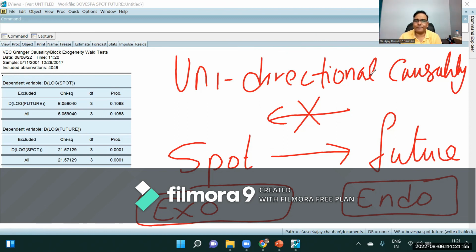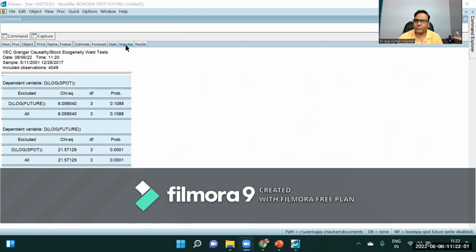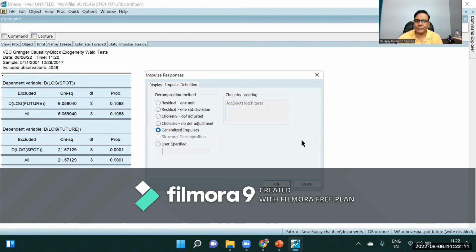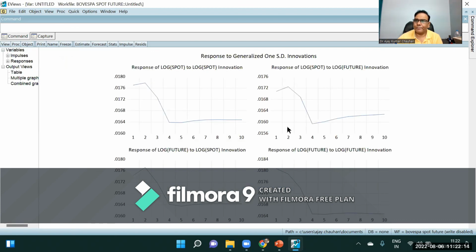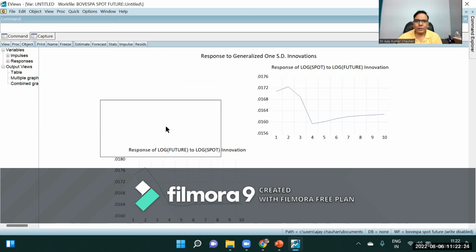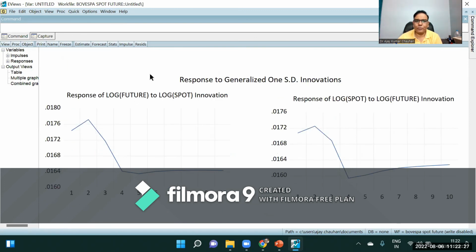Okay, after that, now we can move to the impulse response function. So I can show how the correction takes place. In impulse definition, go to generalized impulses, and these are the movements. Spot to spot, remove. Future to future, remove. So we know that the future to spot is more significant as compared to spot to future. Magnitude wise, it is 176 and it is 172, and it is slightly higher than 177. So more impact is coming from the future to spot.